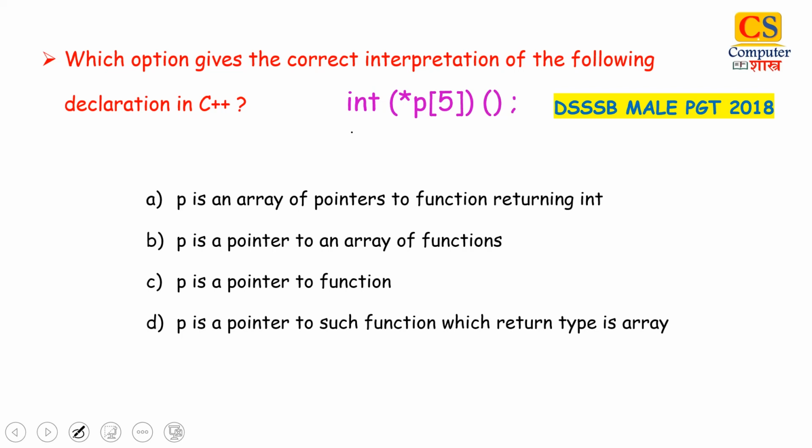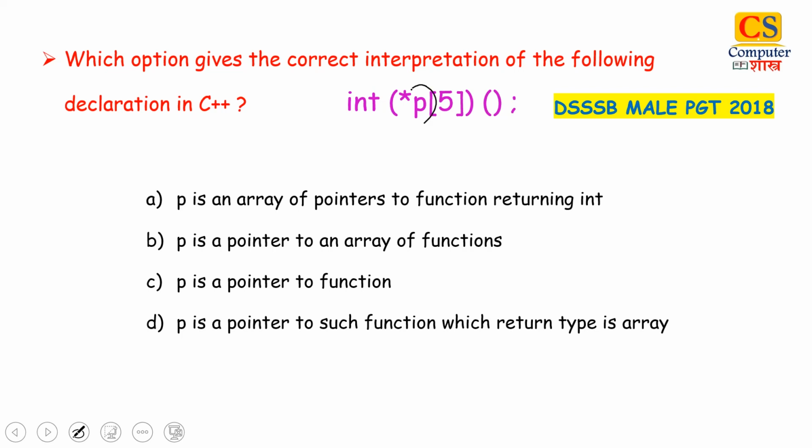The question is, which option gives the correct interpretation of the following declaration in C++? Now this is our declaration. I hope you have covered the video that explains the rules to decode a declaration. If you haven't watched it, please watch it before moving forward in this video. You can find the link in the description box.